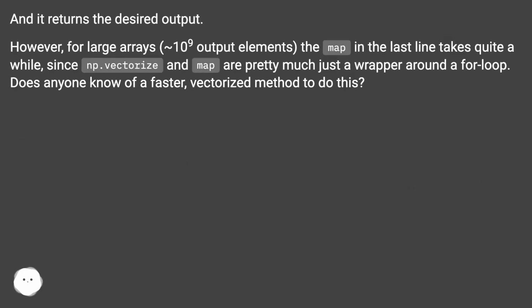However, for large arrays, ~10^9 output elements, the map in the last line takes quite a while, since np.vectorize and map are pretty much just a wrapper around a for loop. Does anyone know of a faster, vectorized method to do this?